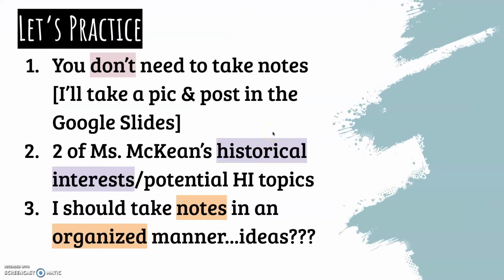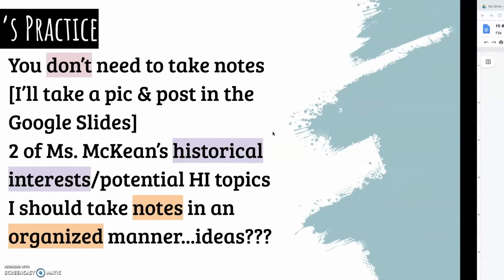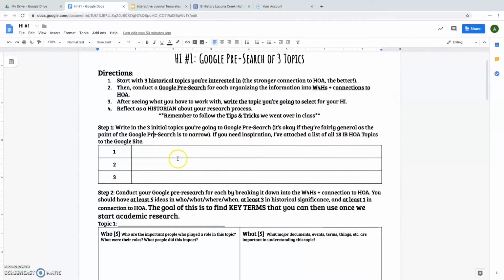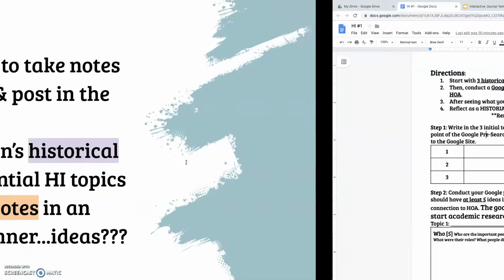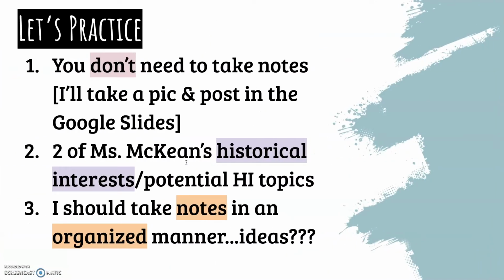So the 2 things that I'm super interested in are Henry VIII, which I've been obsessed with learning about since the 7th grade, when my teacher taught us about it. And then the Romanov dynasty that eventually fell at the beginning of the 20th century. And so these would be the 2 topics that I write in. And again, you would have a third. Then I'm going to go through and start my Google pre-search where I'm looking through on Google.